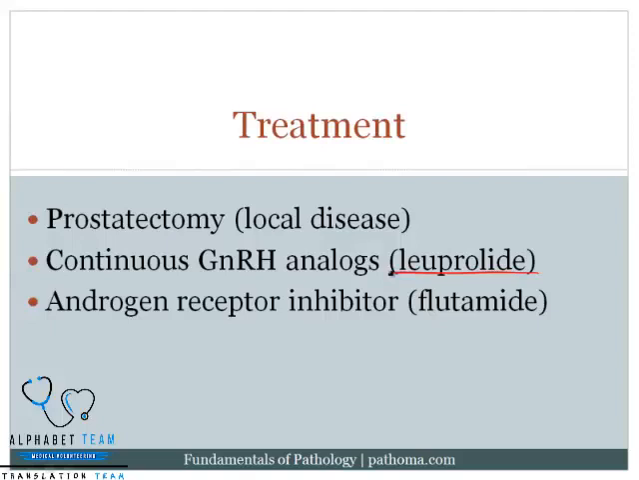Now the idea here is that the GnRH analogs, when continuous, they shut down the hypothalamus, which then reduces luteinizing hormone and FSH, which would then in turn decrease the ability of the prostate cancer to thrive because, of course, prostate cancer is androgen dependent. In addition, we can use androgen receptor inhibitors such as flutamide, and again the notion here is that prostate cancer is dependent on androgens in order to grow and thrive. And that concludes both the section and this chapter.